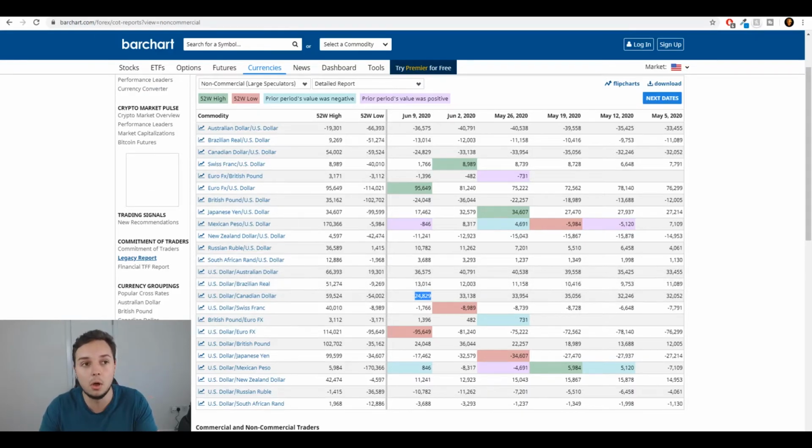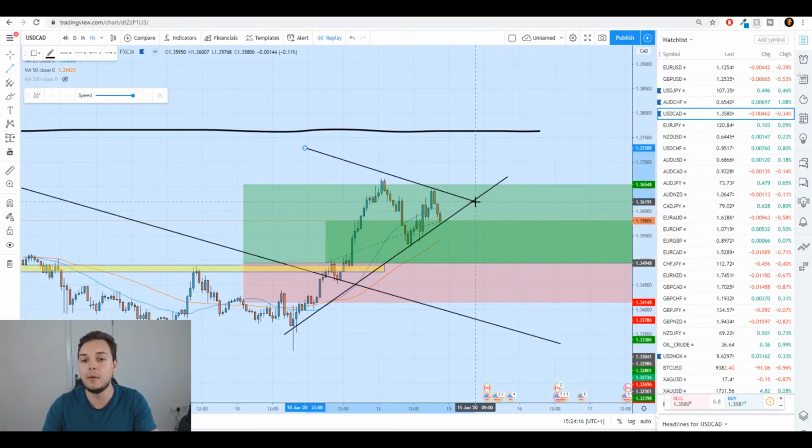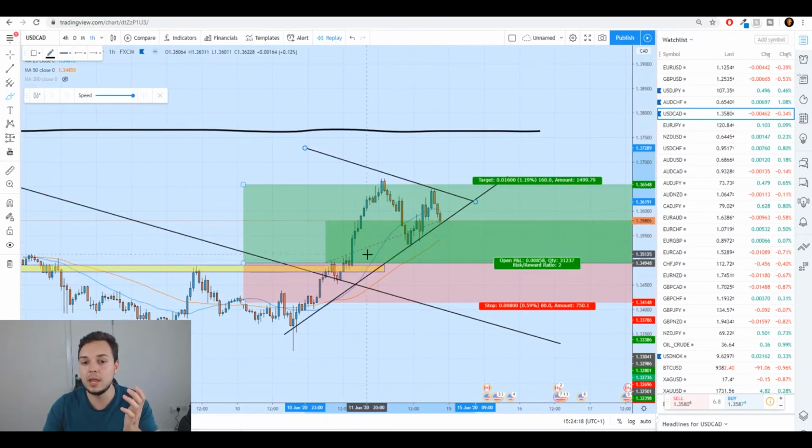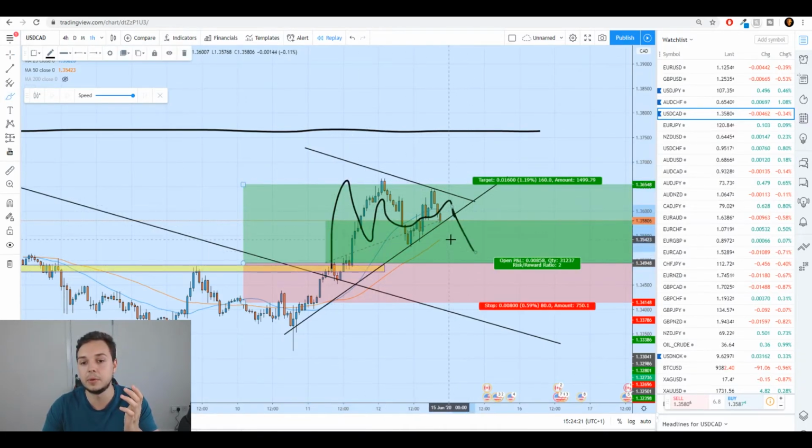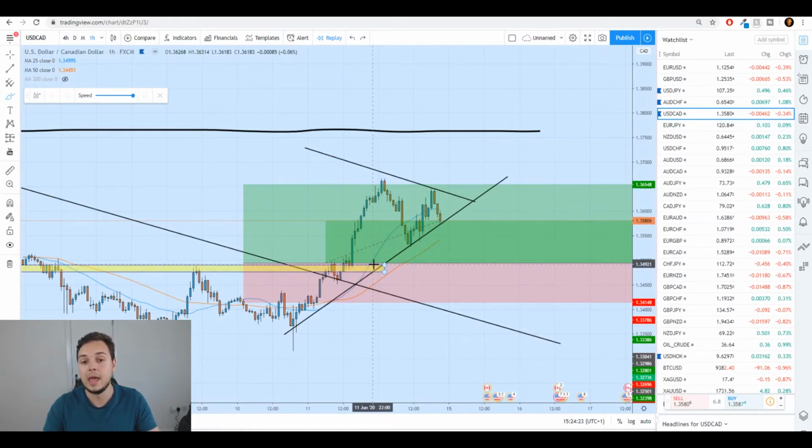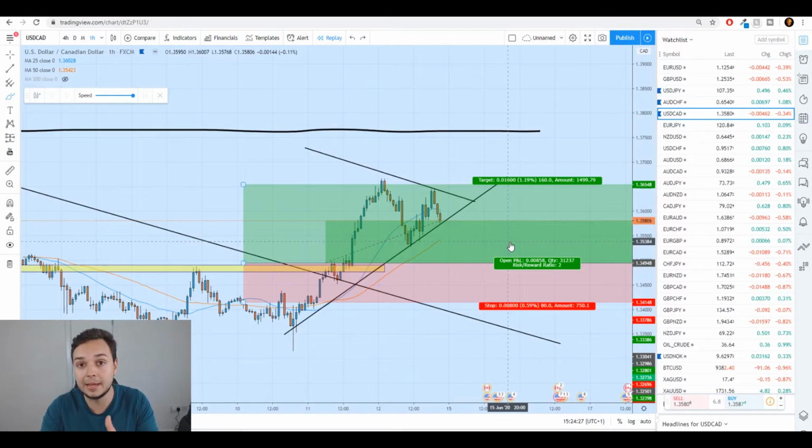So if this number is even lower on the USD CAD, very likely this currency trade will actually, after this squeeze pattern, break towards the downside and reach this area of support yet again. Very likely event that this could happen, but this was the trade setup. This is why I placed this trade.